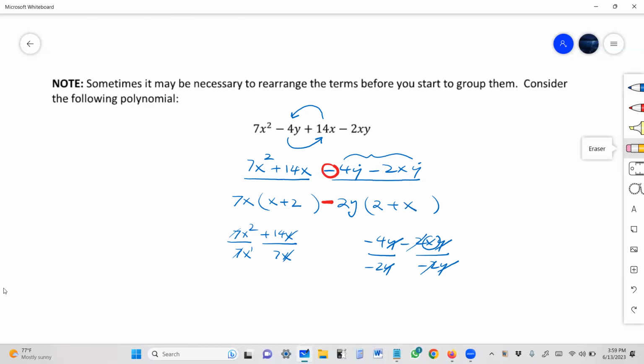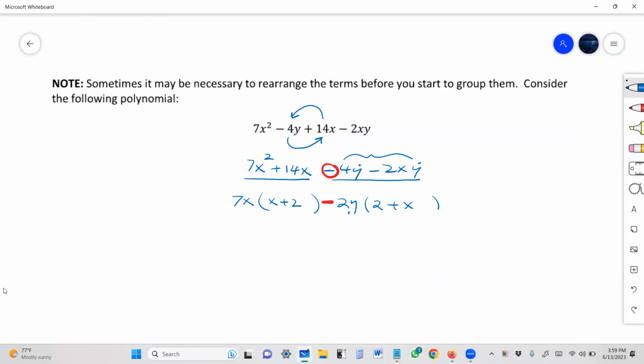Okay, so let me erase what we don't need. Don't need this anymore. It's just for support work. So now you ask yourself, wait, Professor, is x plus 2 equal to 2 plus x? Yes, it is. And if you don't like to see it that way, you can rewrite it this way. Right? 2 plus x is the same thing as x plus 2. And now they are a match.